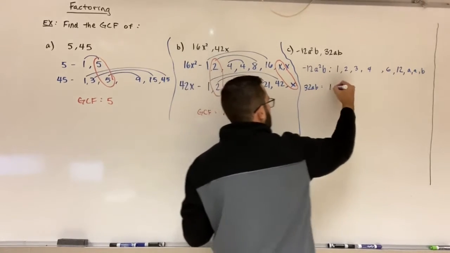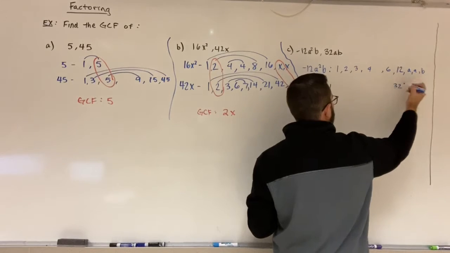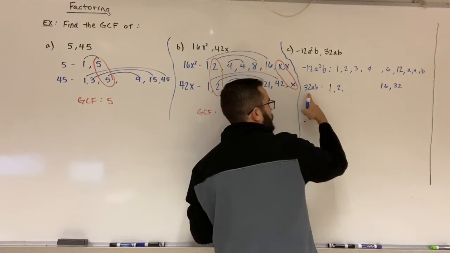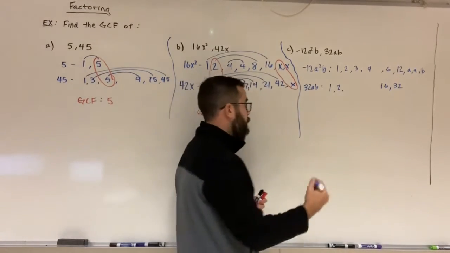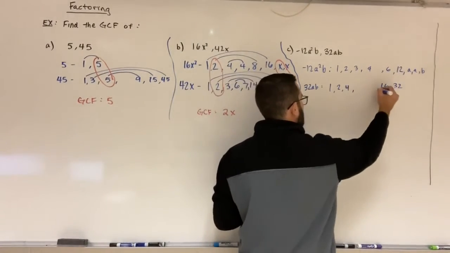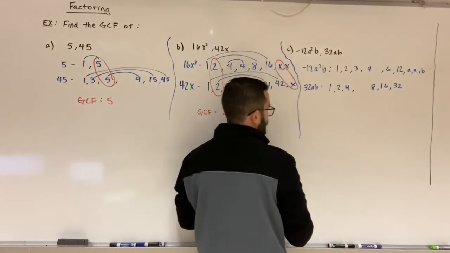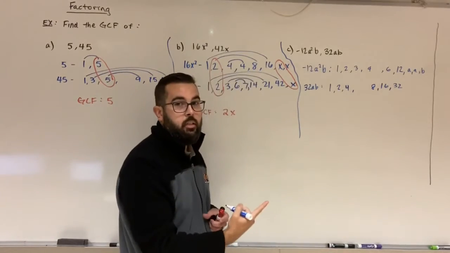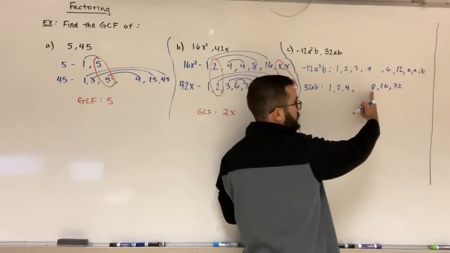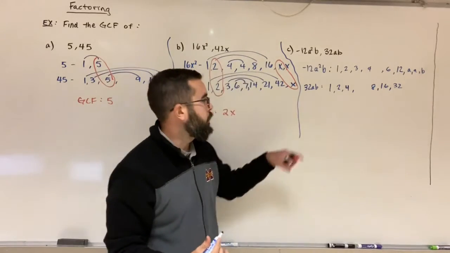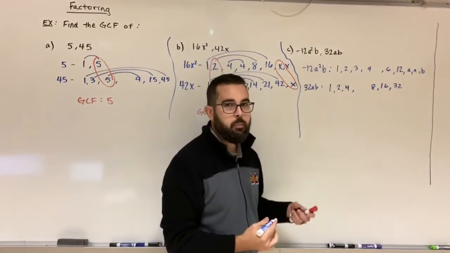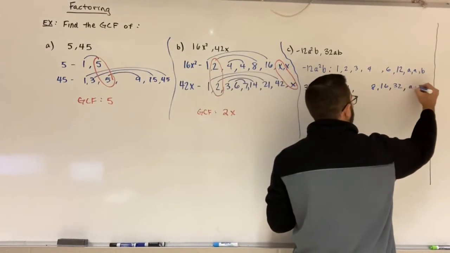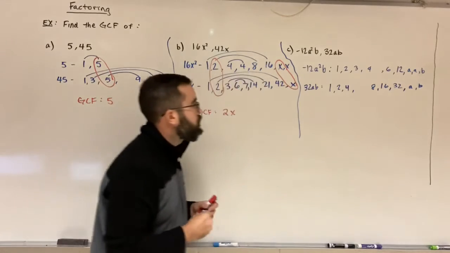So the factors of 32 are 1 and 32, 2 and 16. 3 does not go into 32. 4 goes into 32 8 times. 5 doesn't go into 32. 6 doesn't go into 32. 7 doesn't go into 32. And then we're back at 8, so we're done factoring. Now I know this list looks a little weird, it's not evenly spaced, but that's okay. We still have all the numbers there. And then we're gonna have a and then b for our variables.